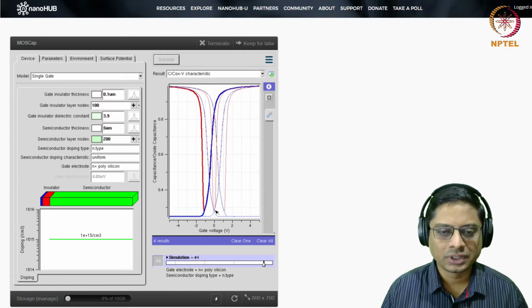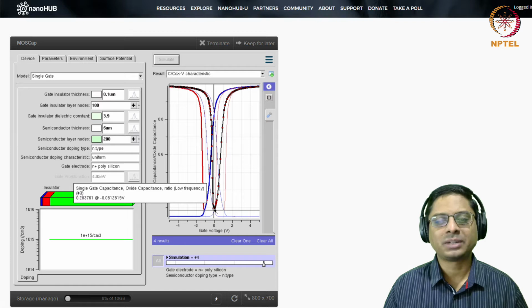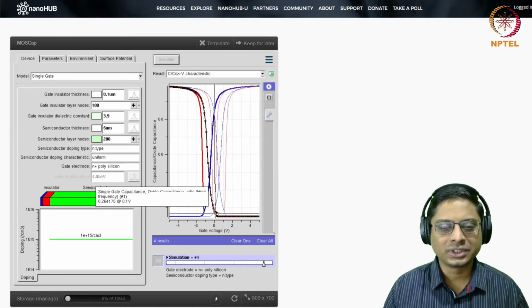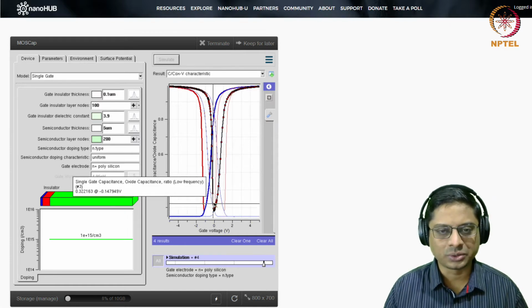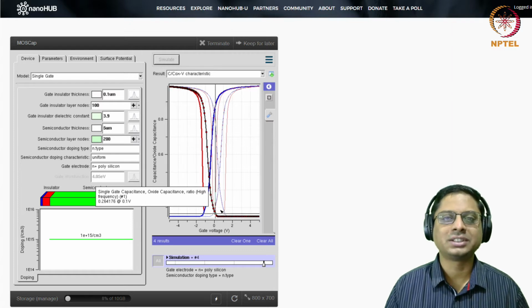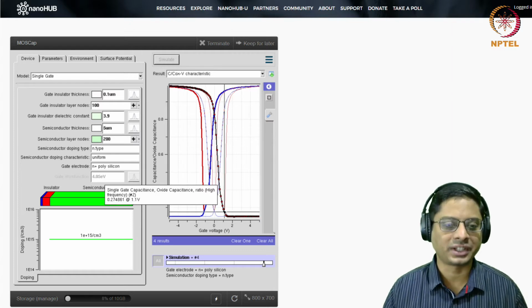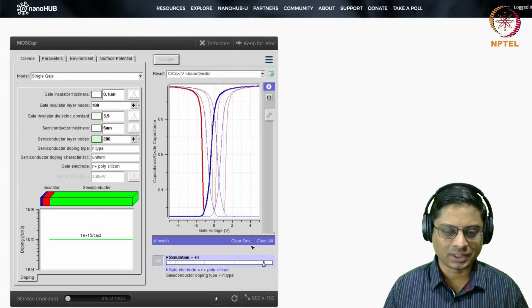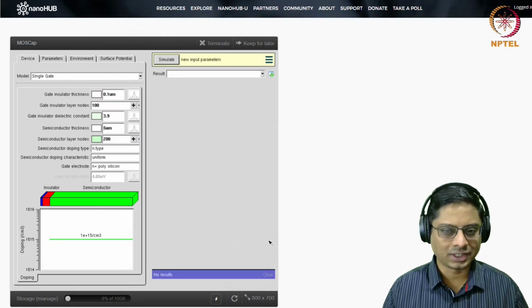Whereas if you choose N plus poly with P-type substrate and P plus poly with N-type substrate, you see that the Vt's are very, very close to each other and a very small number. Okay, this is very important. That's what I wanted to emphasize once again. All right, let's clear this up now. I'll just clear all of these and let's study one more time.